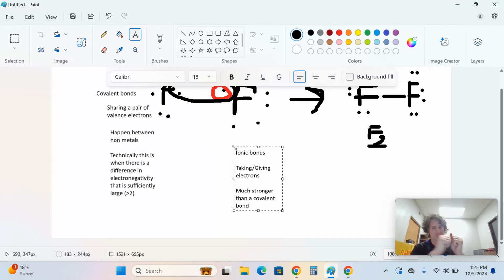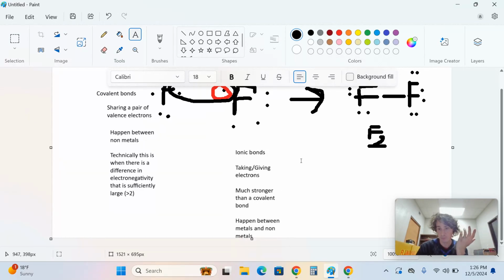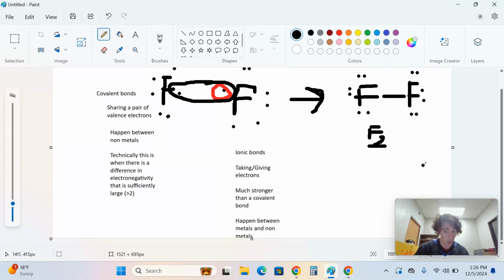To make those atoms pull apart, to make the molecules near them pull apart, takes way more energy, because these are much stronger bonds. And these happen pretty much exclusively between metals and non-metals, with electrons transferred. A classic example that's often given is sodium chloride.